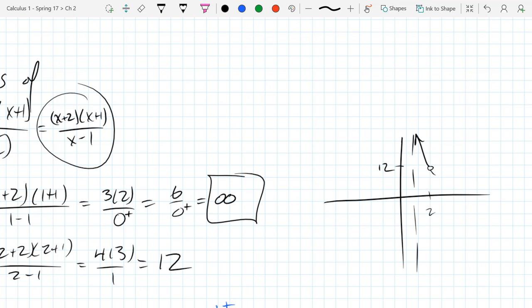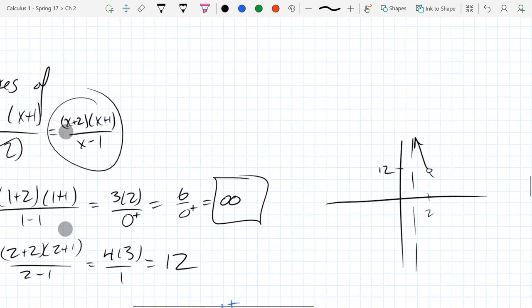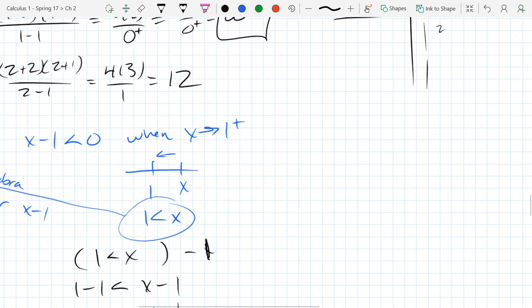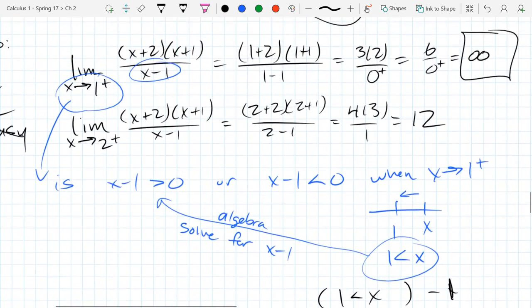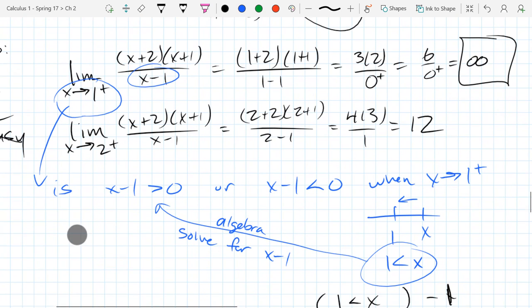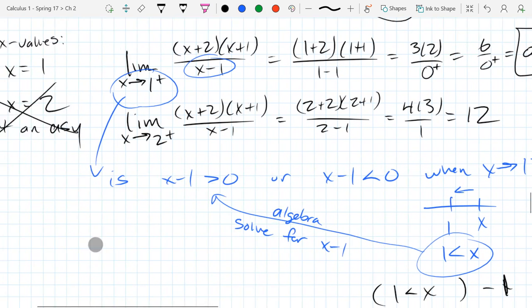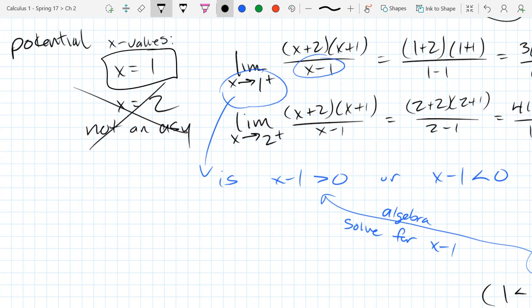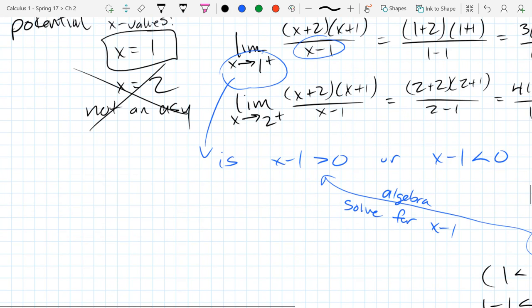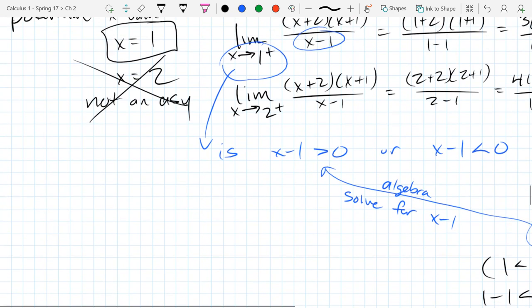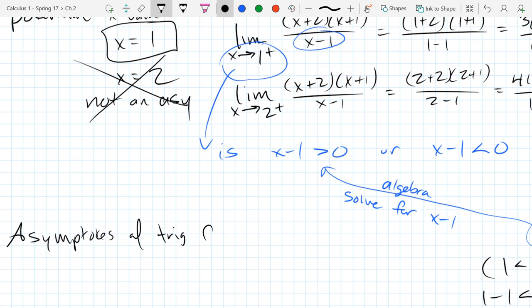Now we're going to do vertical asymptotes of some trig functions. So x equals 1 is our vertical asymptote. So now we're going to do vertical asymptotes of trig functions, and we're going to use graphs for these.